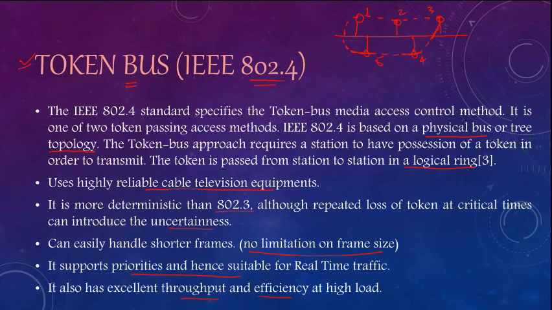So how are the priorities given? Priorities are given based on the number of the stations. If the stations are numbered, then station 5 will be given the highest priority, then 4, then 3, 2, 1. That means even if 20 stations are there, each will get its chance after the other stations have sent their data. So they have priorities, and excellent throughput and efficiency at high load. Even at high load, each device will get a chance to send data.